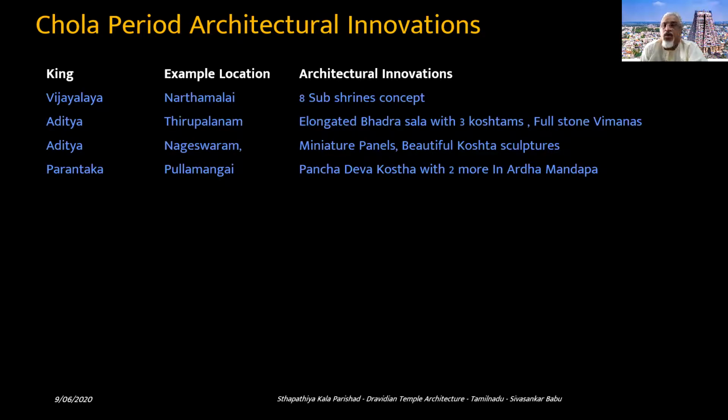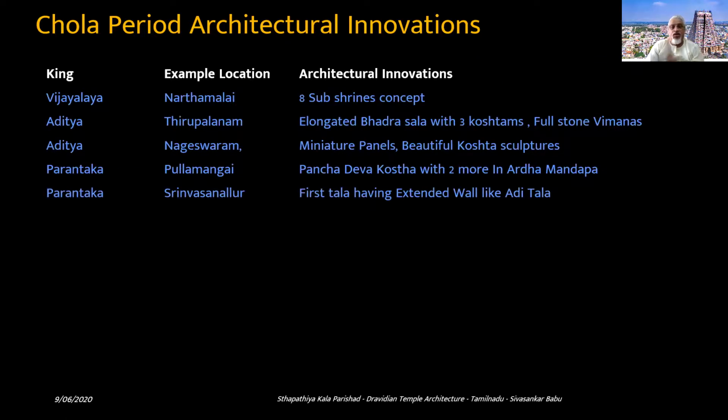The next king, Parantaka, the key thing is the Kulamangai temple. Fortunately, this temple was submerged or covered in sand and recovered at a very late period, so many of the sculptures are in pristine state. This is where the costumes get expanded from the standard 3 costumes to 5 costumes, with 2 more additions in the Mandapa. This is Vinayaka and Durga.